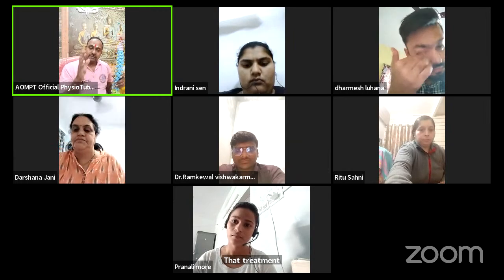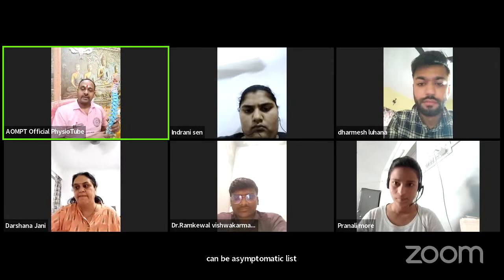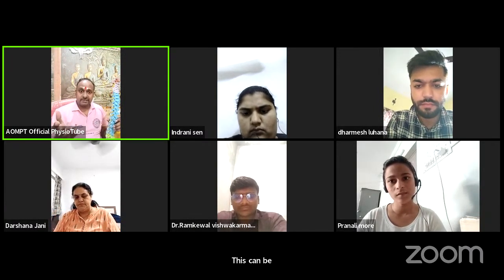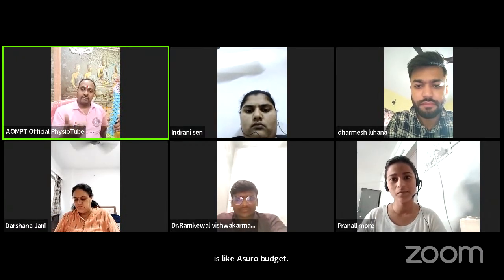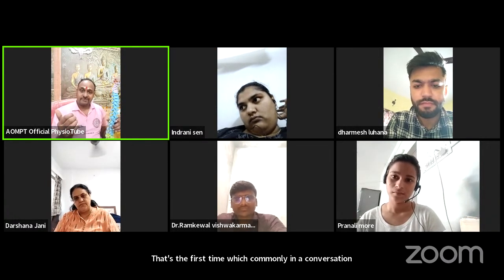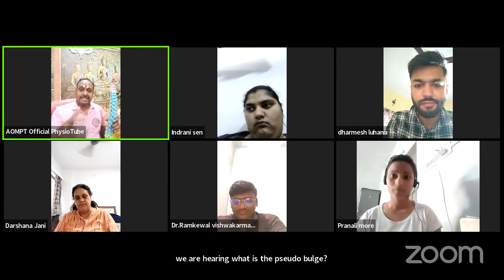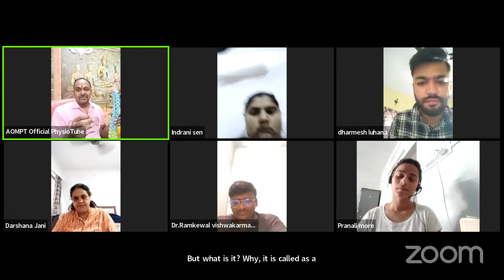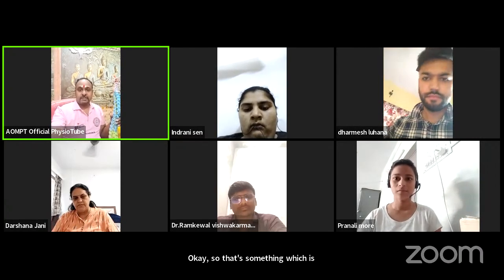So remember that flattening of lordosis can be asymptomatic, and listhesis can be asymptomatic. And the third picture, the pseudo bulge, is the first time we are commonly hearing this in a conversation. What is a pseudo bulge? A disc bulge which is a pseudo bulge, a false bulge, what does it mean? Why is it called a pseudo bulge? That's something very important. It's interesting to note.